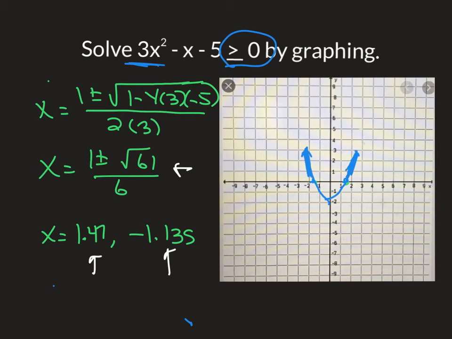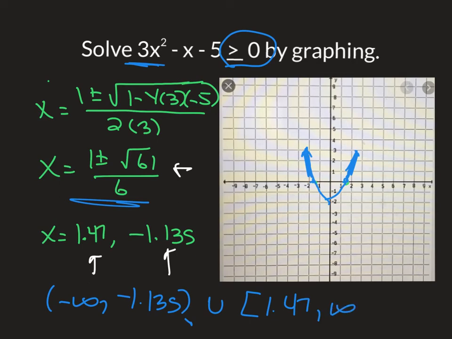So where are those spots? One is from negative infinity until you get to negative 1.135, or I could have also put that in there. Also from 1.47 until you got to infinity. Notice I put the bracket around the second one because I caught my mistake on the first one. Because the problem had an equals to in it, it needs a bracket. Okay, the first two we did, they didn't have that on there, so that's the difference.